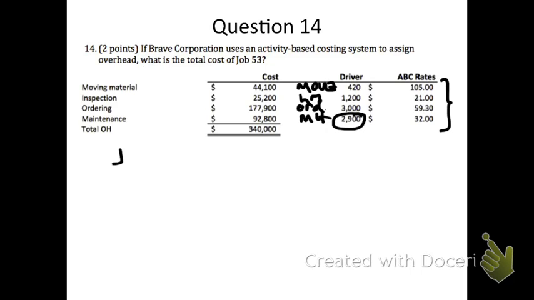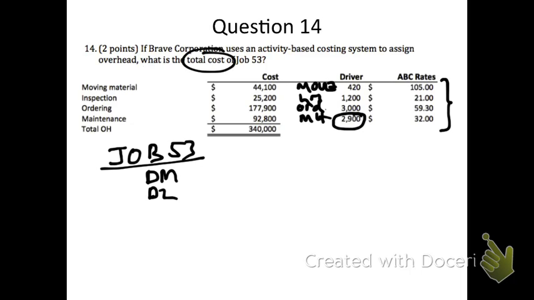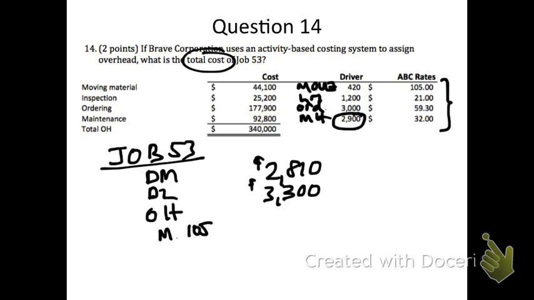Again, we're asked for one of the jobs, job number 53. For the total cost, we have to add direct materials, direct labor, and overhead. Direct materials for job 53 is $2,810. Direct labor is $3,300. And then our overhead. We're going to have 4 activities, so we're going to have overhead assigned out of those 4 activities. For moving materials, we have $105 per move, and job number 53 has 5 moves.